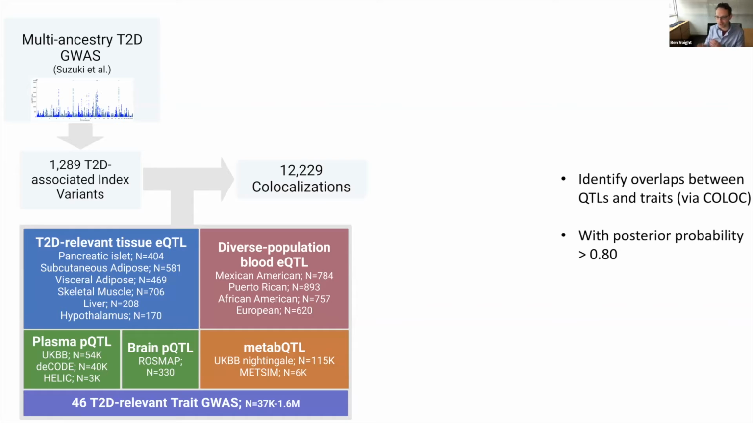So we did this overlap analysis, and for the mavens in the audience, there's a tool that helps you do this called coloc. We ran this tool across all of these QTL resources and traits, and identified over 12,000 places where our index signal overlapped, in the way of that example on the right, with either a QTL or a trait with pretty reasonable confidence.